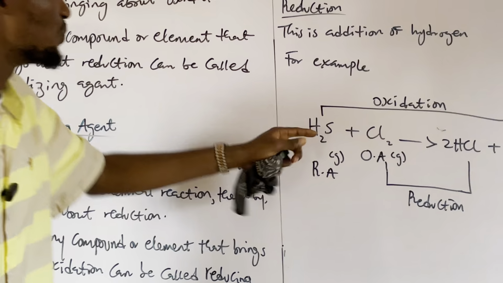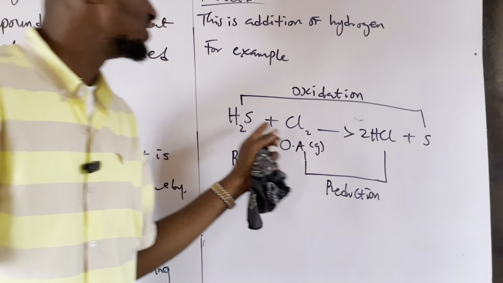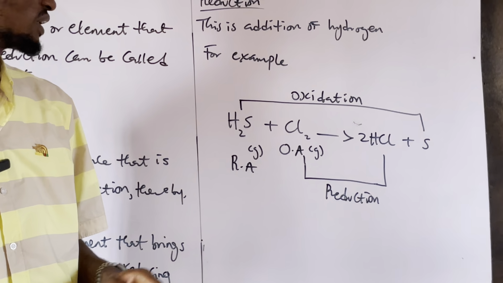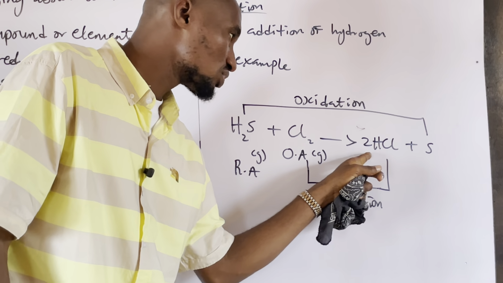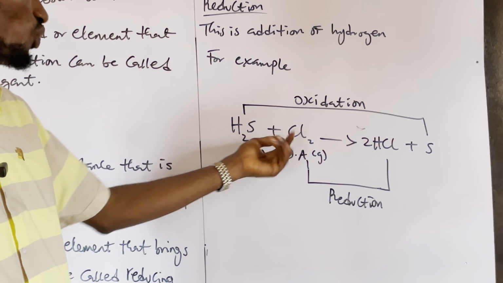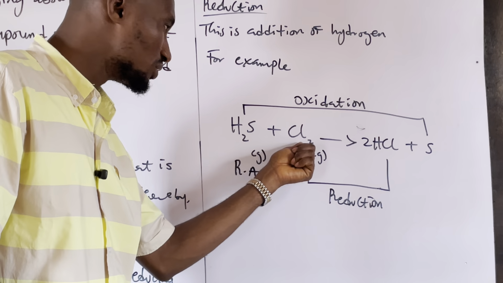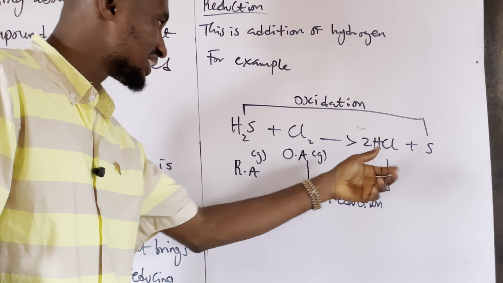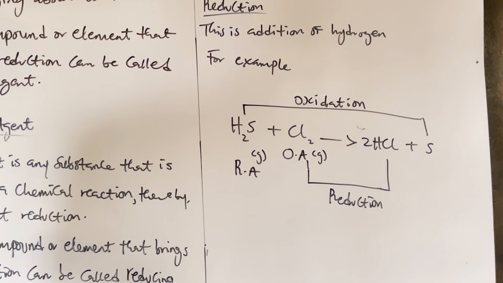So we have hydrogen sulfide here, and it has been reduced to ordinary sulfur. And we have chlorine here. Now it is hydrogen chloride. So hydrogen was added. Here, chlorine is 0. The oxidation number here is 0. But here now, what is it? Look at it here.